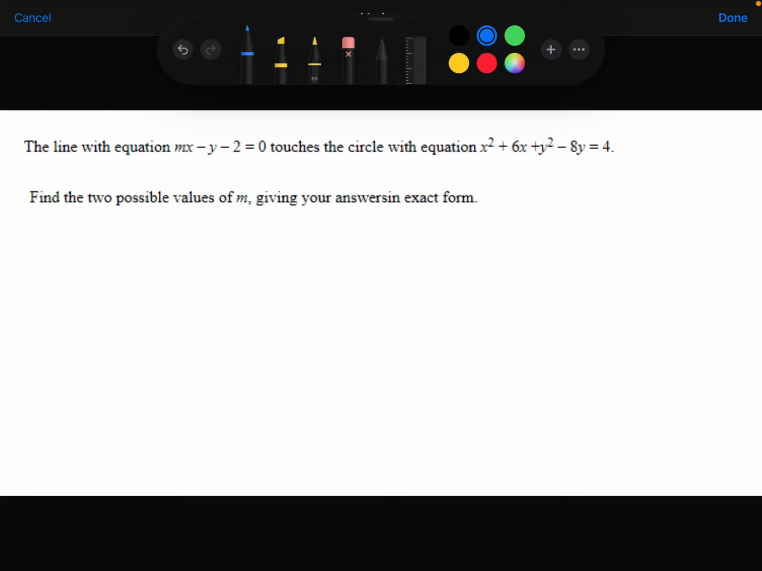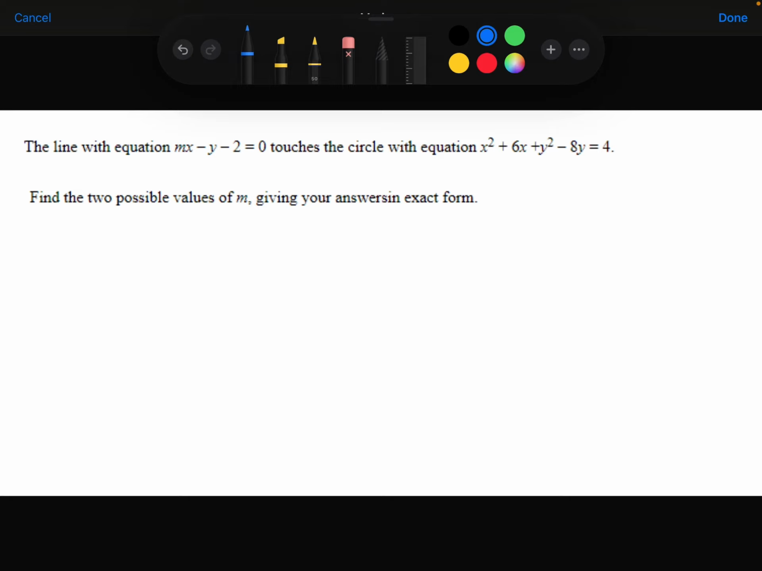The line with the equation mx minus y minus 2 equals 0 touches the circle with the equation x squared plus 6x plus y squared minus 8y equals 4. We need to find the two possible values of m, giving our answers in exact form.